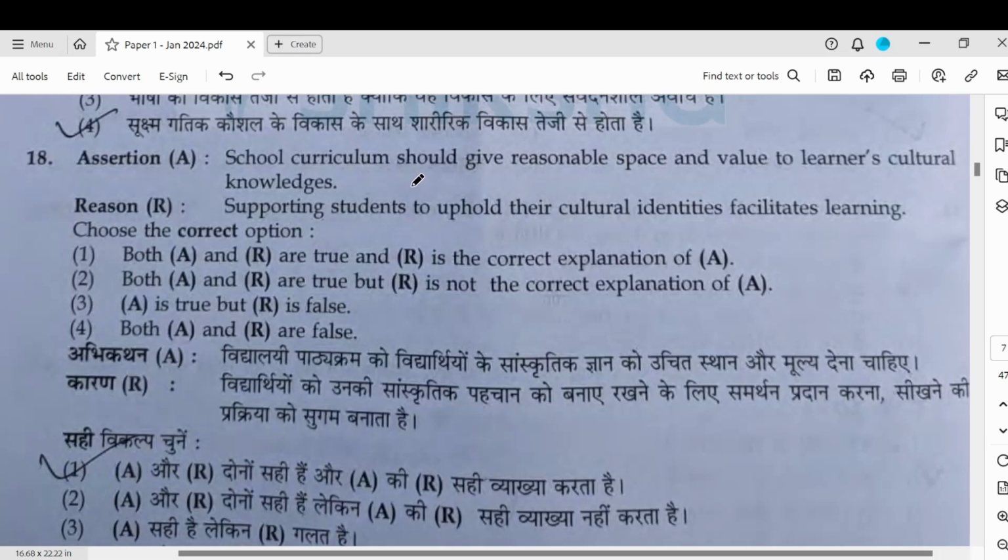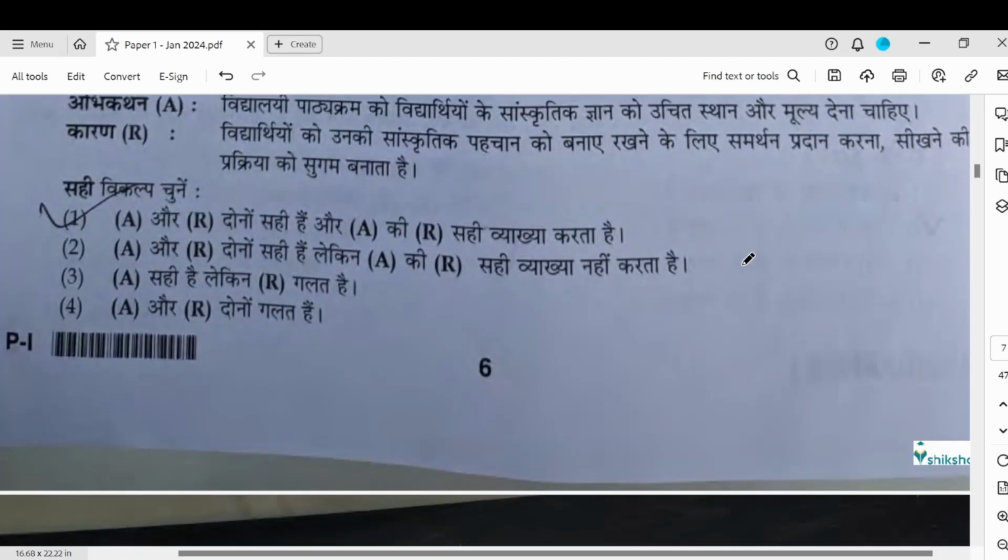18 is assertion and reason. School curriculum should be given reasonable space and value to learners' cultural knowledge. Yes. Supporting students to uphold their cultural identity facilitates learning. So yes, A is true and R is true, and R is the correct explanation of A.